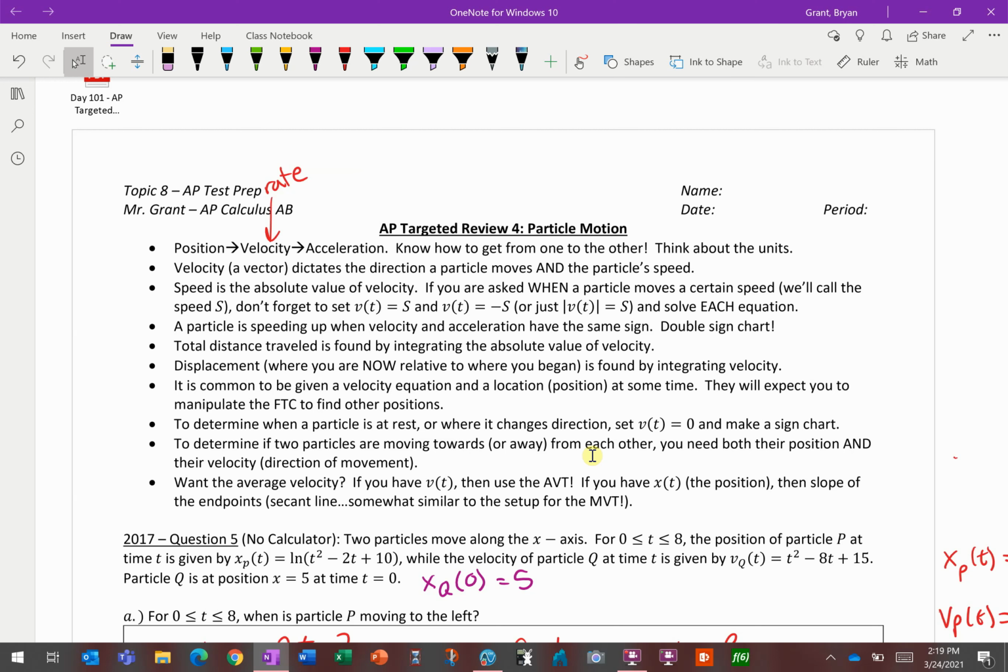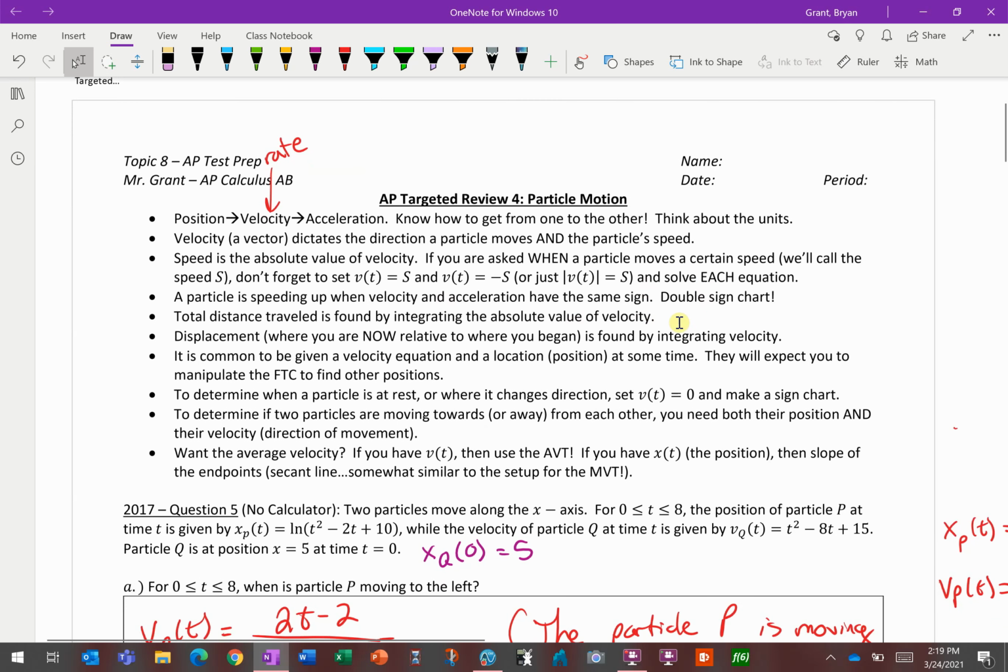Speed is the absolute value of velocity, and when you have to find how fast a particle moves, you need to set your velocity equation both to the positive speed and the negative, or the fast way is just set the absolute value of velocity. You can solve that using your calculator, that's most common. A particle is speeding up when velocity and acceleration have the same sign, either they're both positive or both negative. Do a double sign chart or just substitute in each value. Total distance is the absolute value of velocity, but displacement is how far away you are currently to where you started, and that's just by integrating velocity.